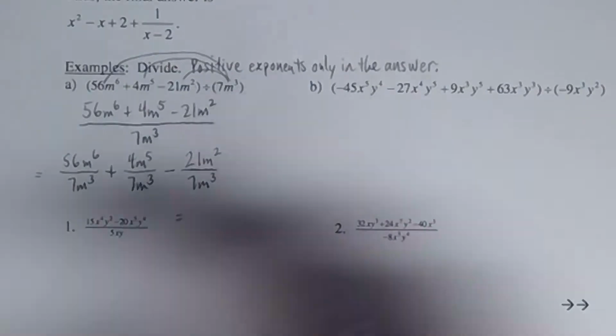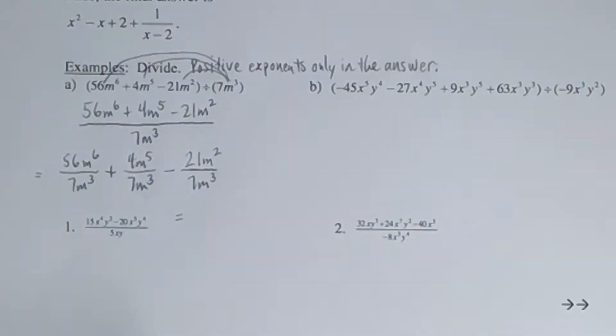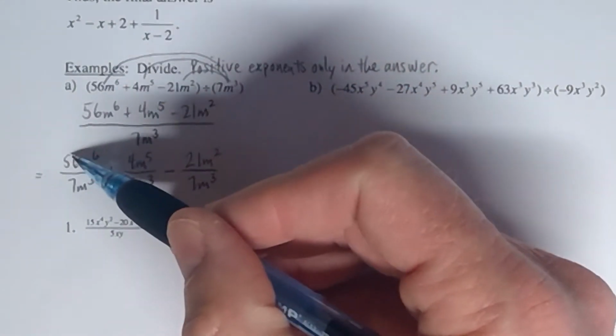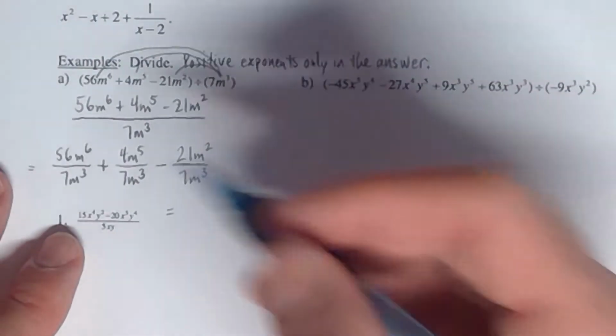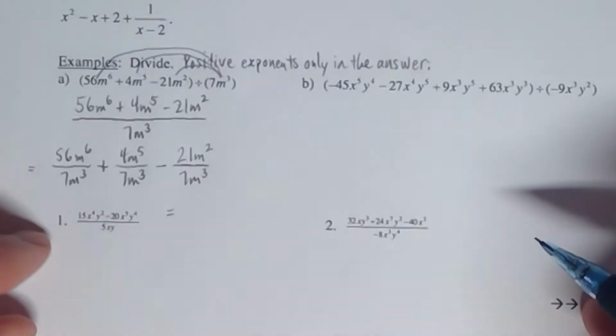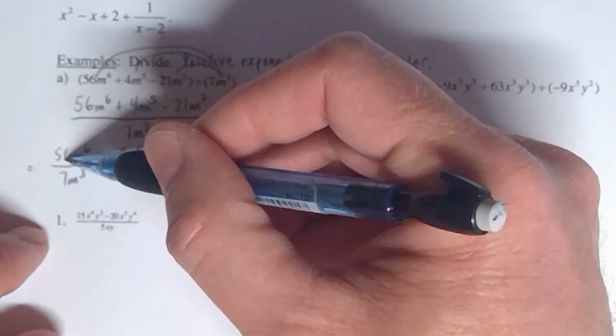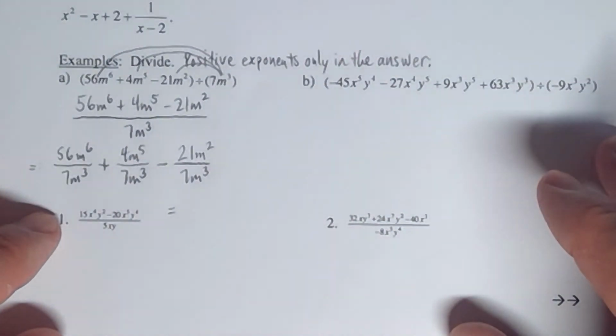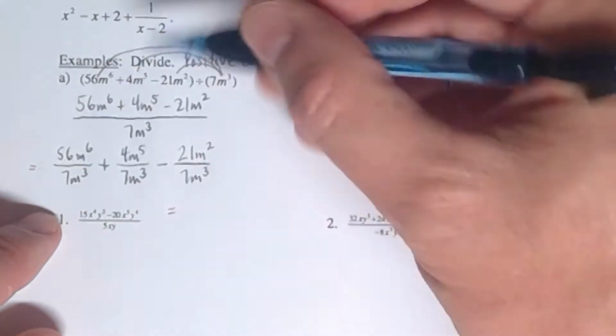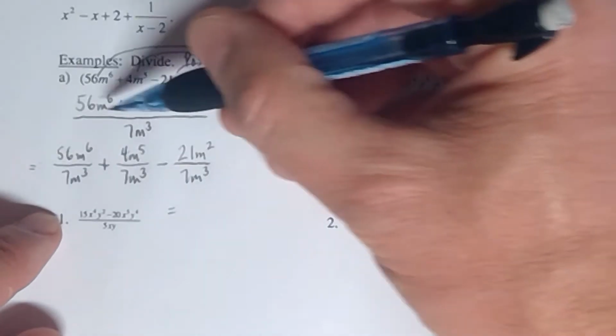But the first thing I need to mention is that you do not do any canceling, because we're going to be doing canceling here in a second. Do not do any canceling between the top and the bottom of the fraction unless there is only a single term in both the top and the bottom of the fraction. Notice that up here there's three terms on top of this big fraction.